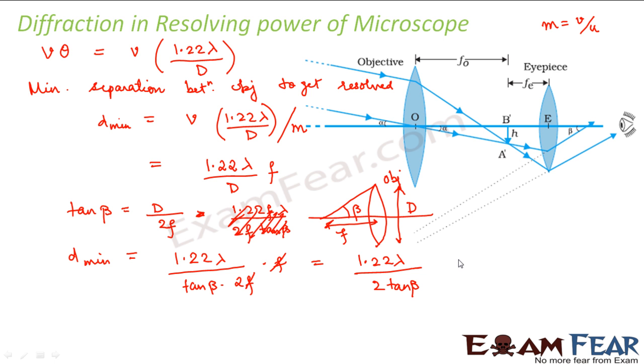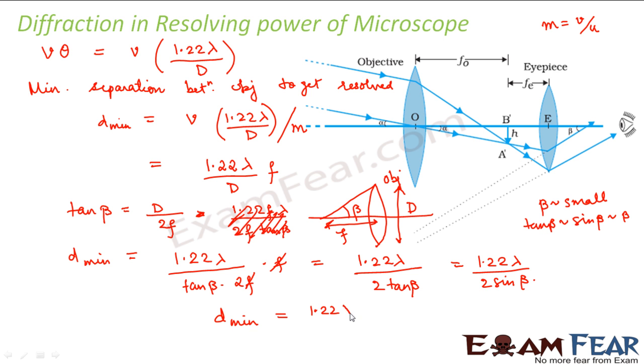Now when beta is very small, in that case we can write tan beta is approximately equal to sine beta, which is approximately equal to beta. So this can be written as 1.22 lambda divided by 2 sine beta. Right? So this is the minimum distance in case of a microscope for which the two objects will be resolved. Now if the objects are closer than this distance, then they cannot be resolved. So this is D minimum.